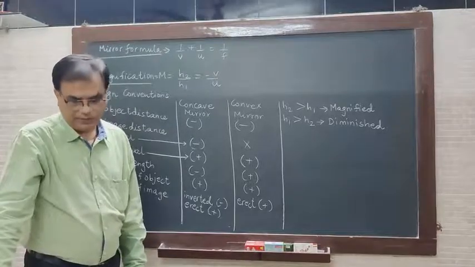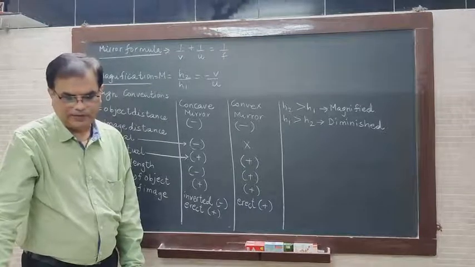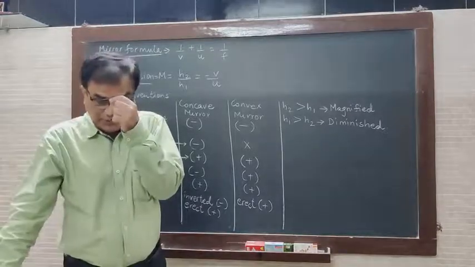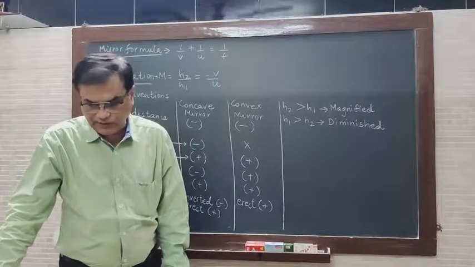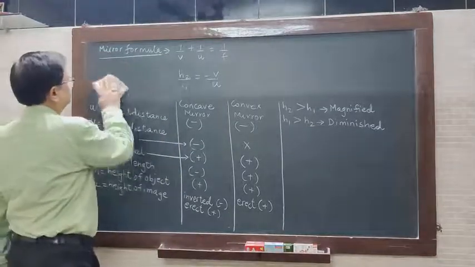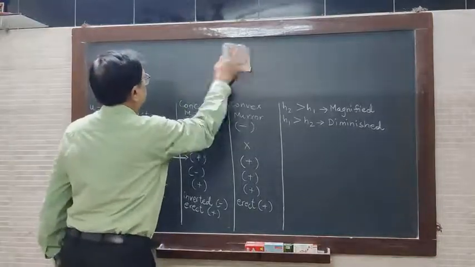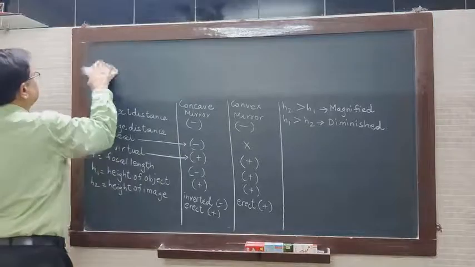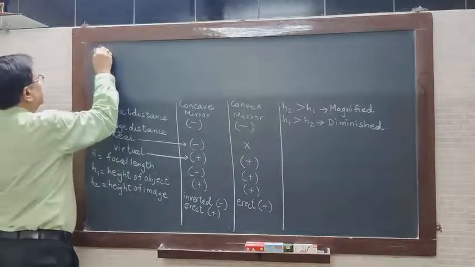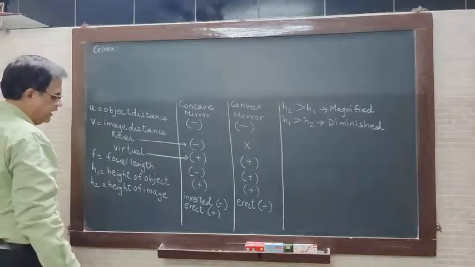We come to page number 126. First we solve the solved example that is given on page number 126. The example given to you is: Rajeshri wants to get an inverted image of height 5 centimeters. Rajeshri wants an inverted image.